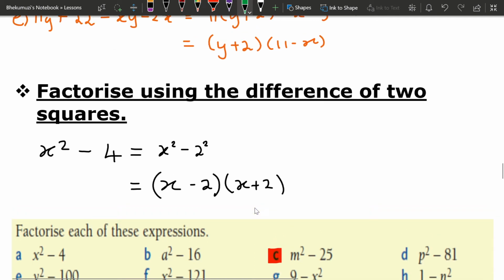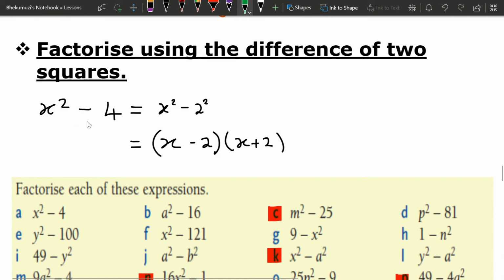And now we would look at factorizing using the difference of two squares. So what we have here is x squared minus 4, right? Now x squared minus 4 has a very interesting relationship. One, they are a difference. What do we mean by difference? It means that there's a subtraction between two numbers or two terms, right? Now if there's a subtraction between two terms, what kind of terms are these?